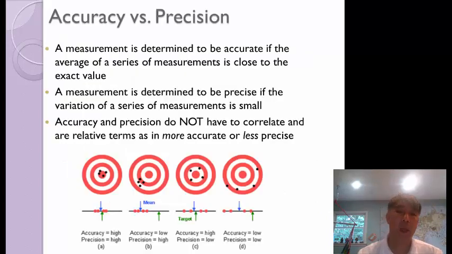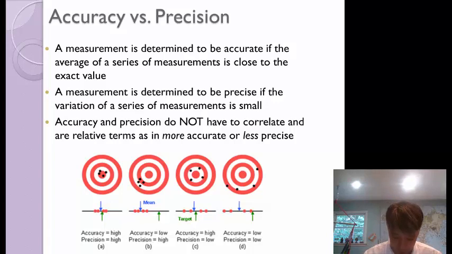In terms of accuracy versus precision, a measurement is determined to be accurate if the average of the measurements is going to be close to the exact value. You really want your measurements to be accurate. If they're not accurate because of miscalibrations, then you're really getting the wrong data. A measurement is determined to be precise if the variations between those measurements are small. Normally we can relate precision to how many decimal points the equipment reads.